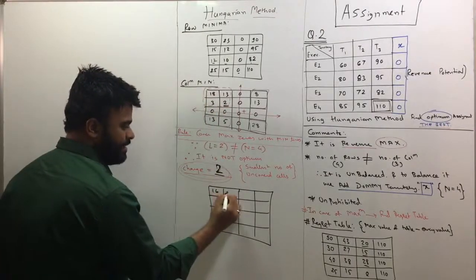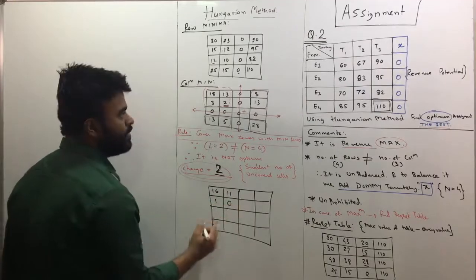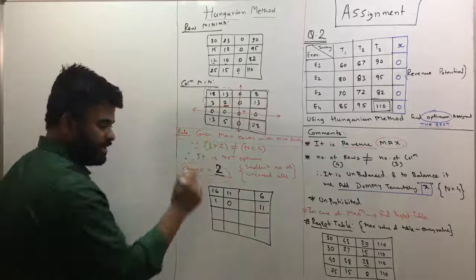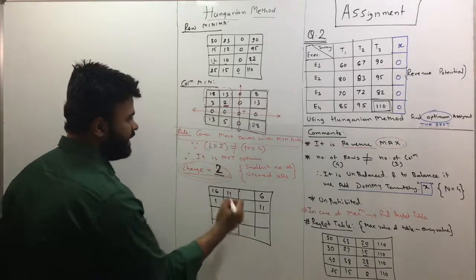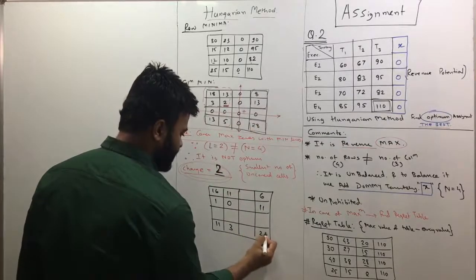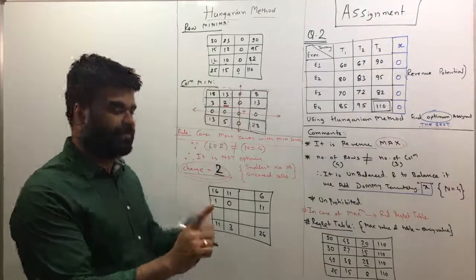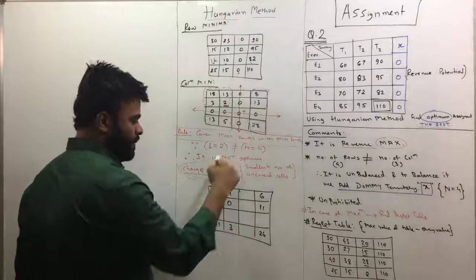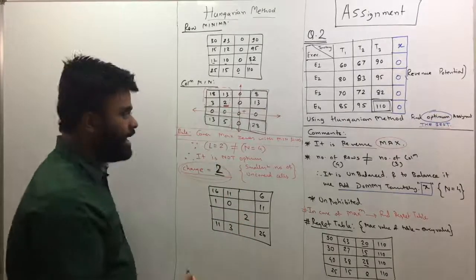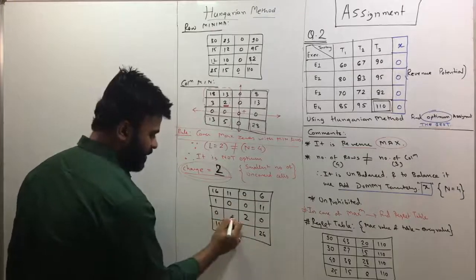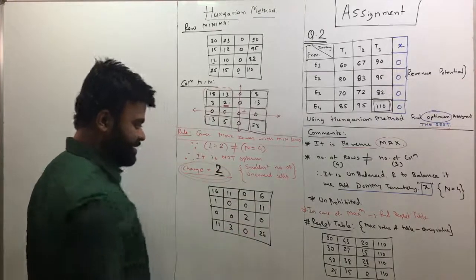I'll get 16, 11, 1 and 0. I'll subtract here, this is 6 and 11. I'll subtract here, this is 11 and 3. I subtract here, I get 26. Okay, so now the next rule says to add at the intersection. So you have to add here, so 0 plus 2 is 2. Okay, and the remaining values, I'll just copy them as they are. So I'll copy everything else as it is, no change.